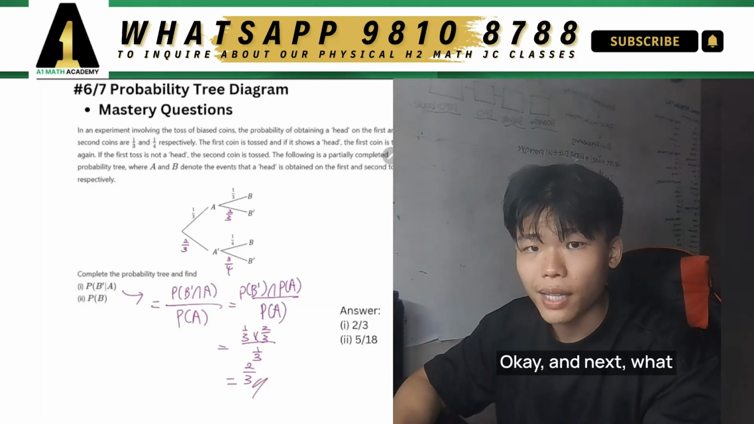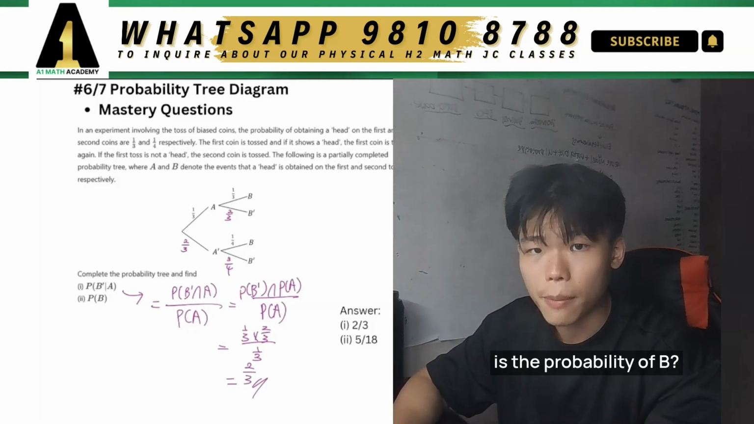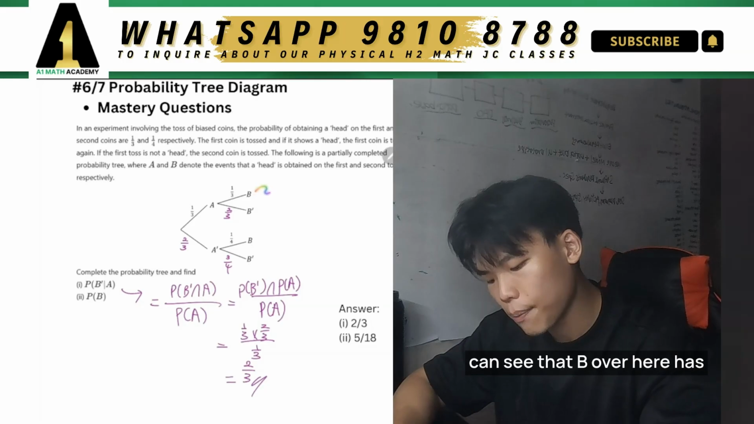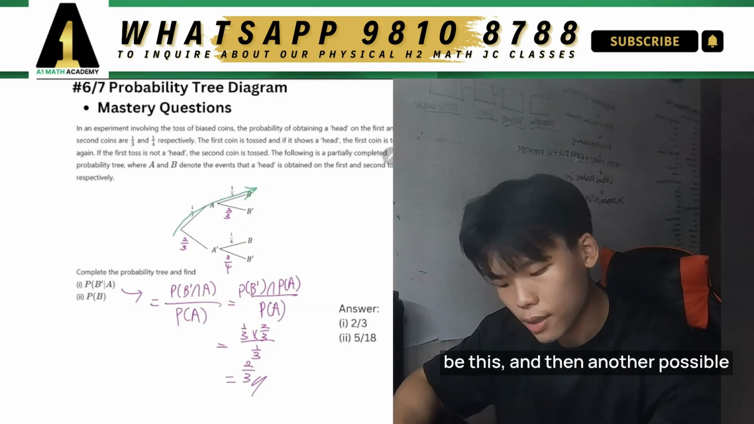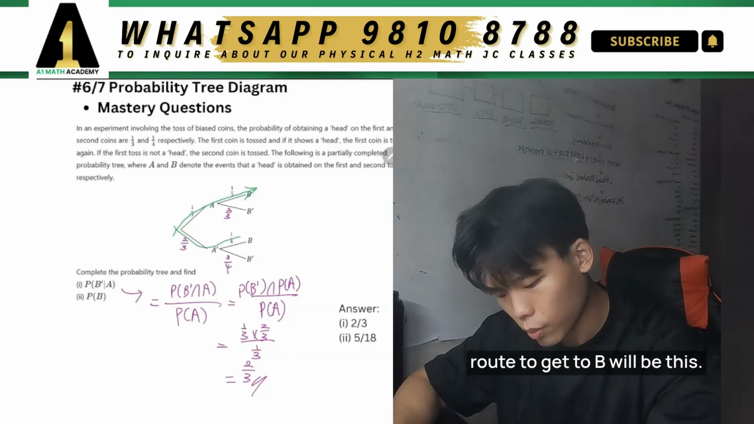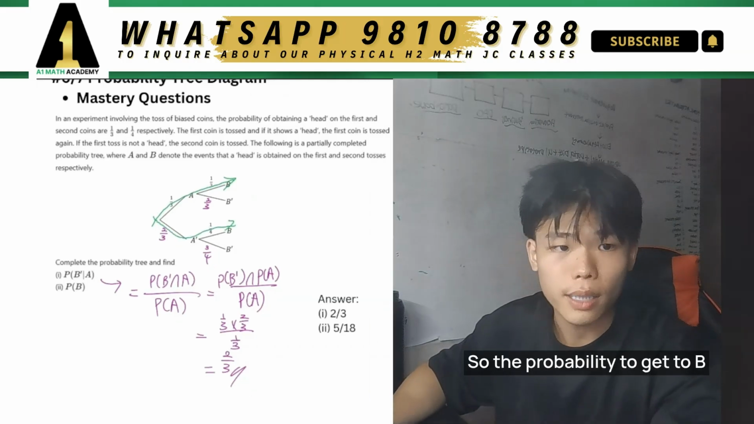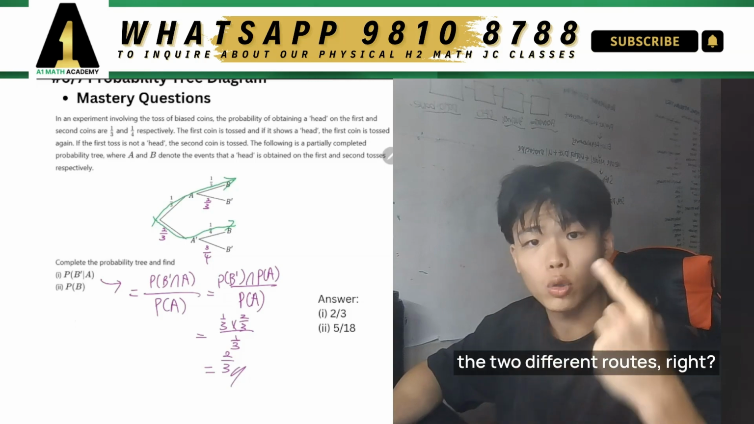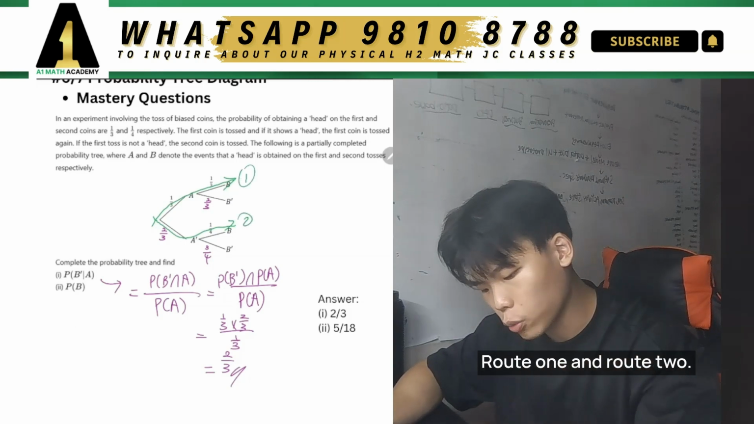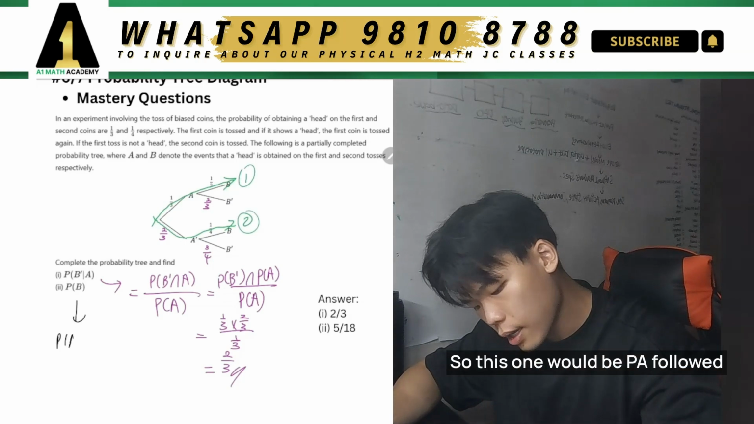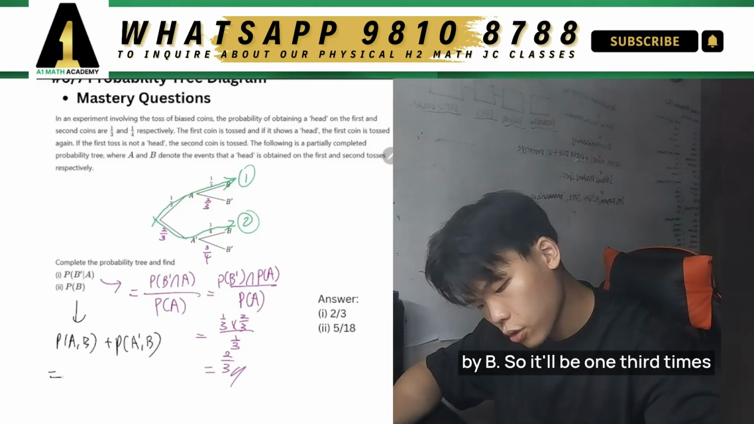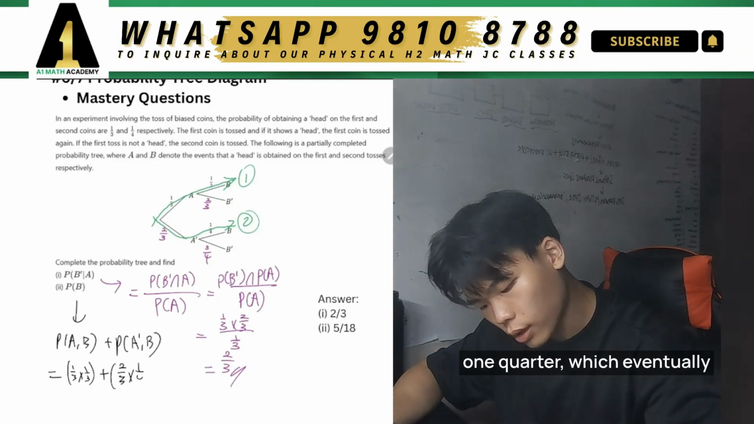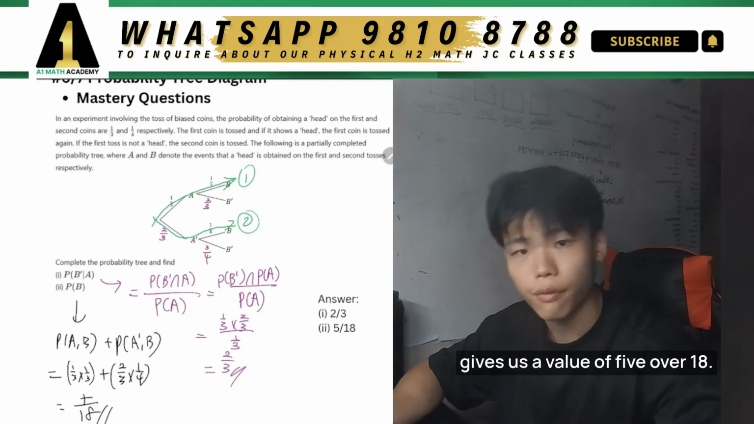Next, what is the probability of B? You can see that B over here has two different branches. One possible route to get to B is this, and another possible route to get to B is this. So the probability of getting to B would be the summation of the two different routes, route 1 and route 2. This one would be A followed by B, plus A prime followed by B. So it will be 1/3 times 1/3 plus 2/3 times 1/4, which eventually gives us a value of 5/10.